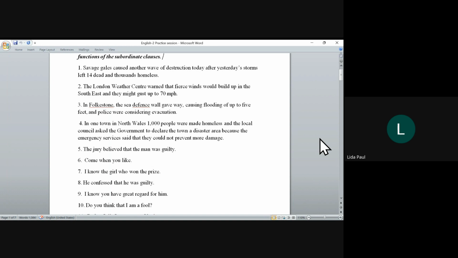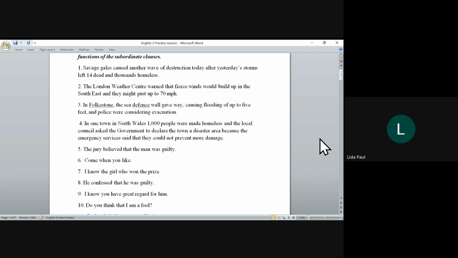Okay, look at 3, 4, 5 now. Cause, okay, that day. Fine. See, third one: will focus on the sea defense wall gave away, causing flooding of up to 5 feet. Correct. Yes. Third is right.